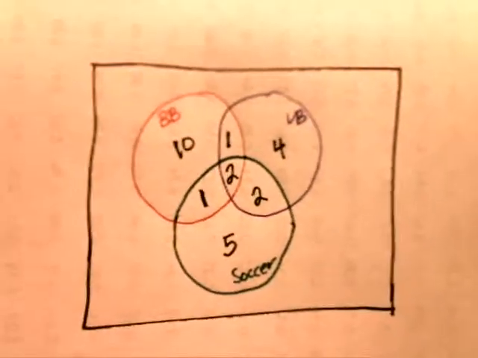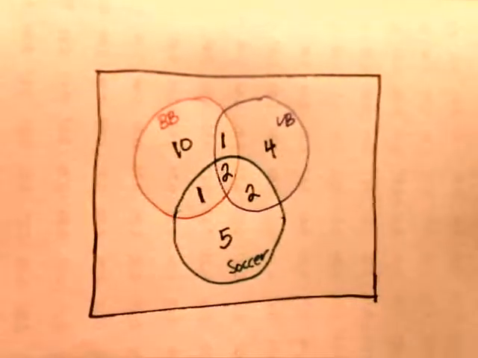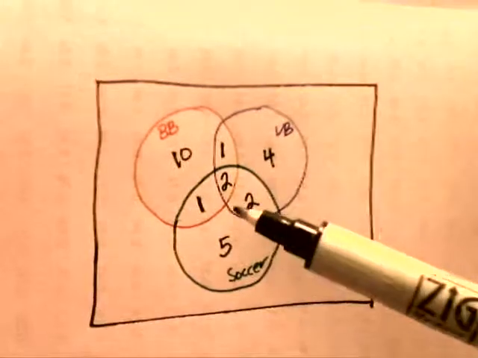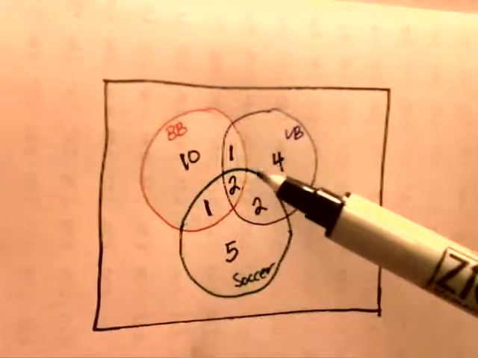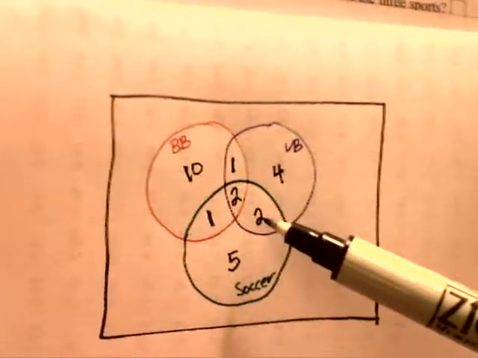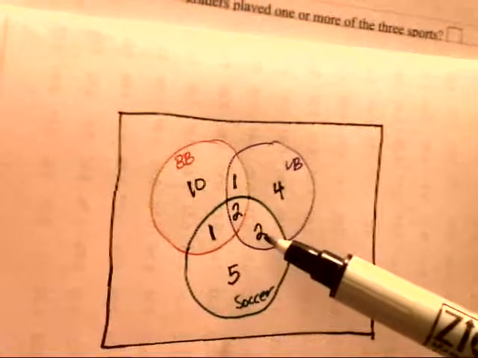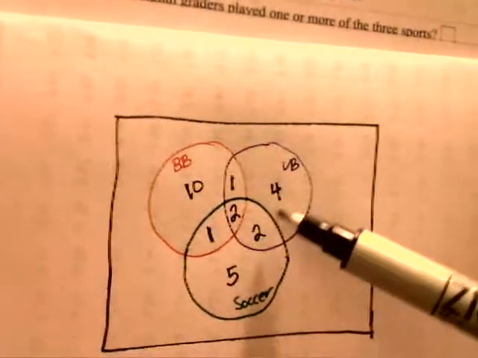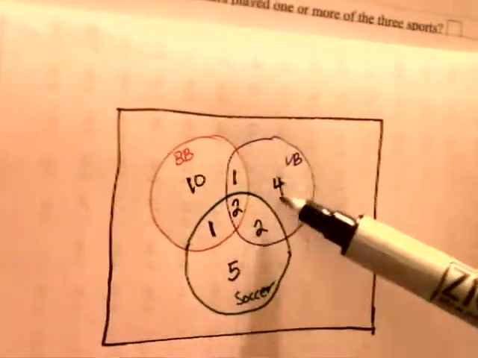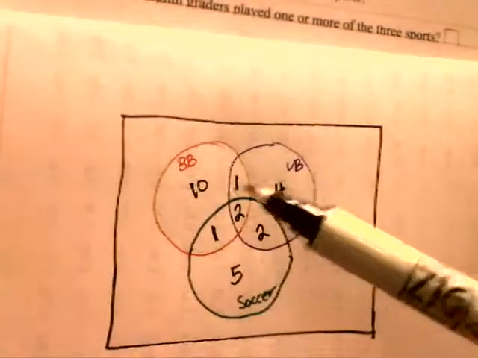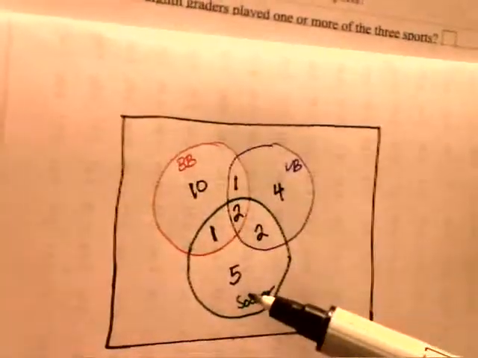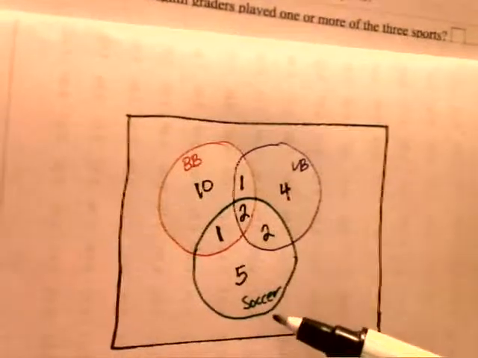So this is how you will set up that Venn diagram in this case. What I've done was place the 1, the 2, and the 2 in their respective places, because that was given to us. And then, in this case here, we had to do some subtraction for the volleyball, basketball, and soccer to get these numbers here.